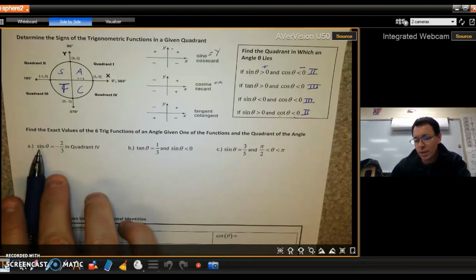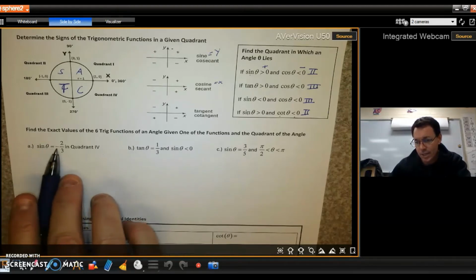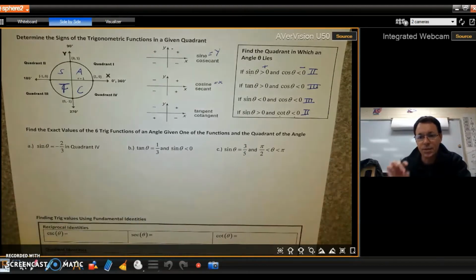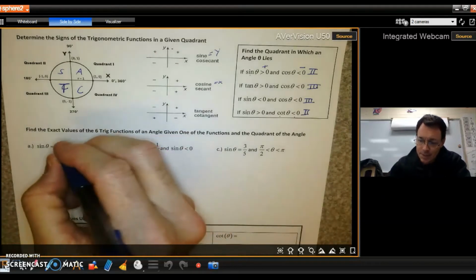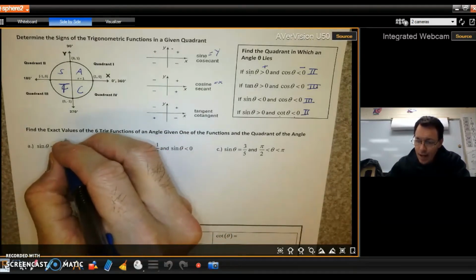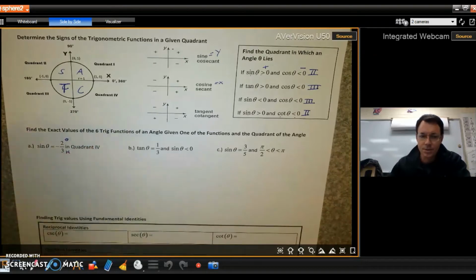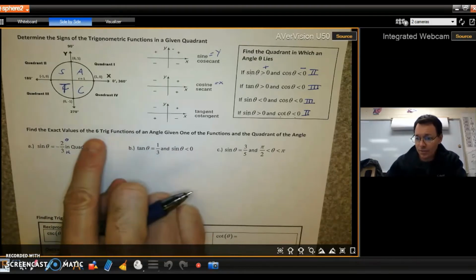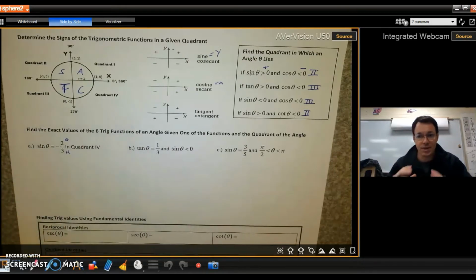I'm telling you that the sine of an angle is -2/3. Well, if I'm telling you the sine of the angle, I'm telling you the opposite side and the hypotenuse of the triangle that angle would be in. So I'm telling you 2 of the 3 sides. If we drew a picture of this, we could use the Pythagorean theorem to find the 3rd side, and boom, I can find the 6 trig functions of that angle. So I need to draw a picture though.